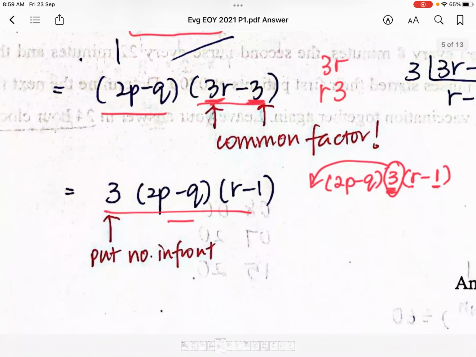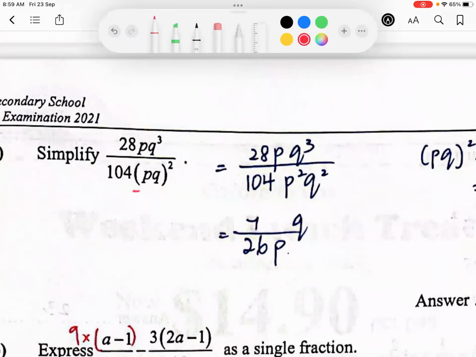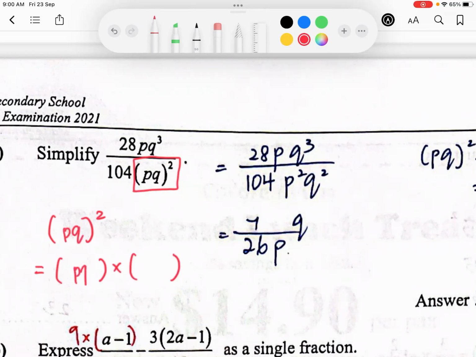Next question. Okay, this one shouldn't be too difficult, right? The difficult portion is this one. What do you understand about this? What is PQ whole squared? Something squared means I take something times something again. So I put PQ times PQ again. So when I do this, I notice P with P, so P squared. Q with Q, very Q squared. Okay, so in this case, that's how I got P squared and Q squared over here. Then I deal with the numbers.